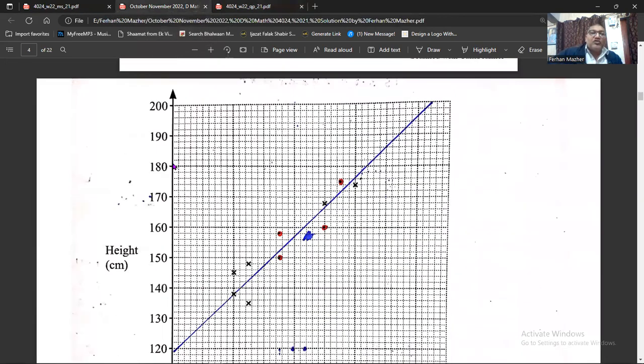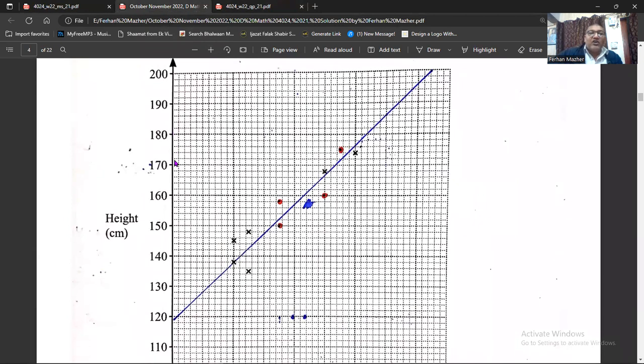So let me show you. You can see these red dots. So these are the red dots, which are the points which were left. So I have plotted them.